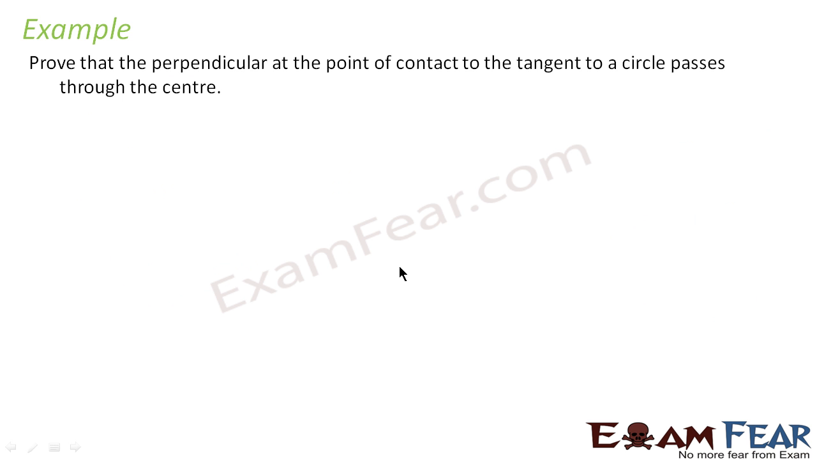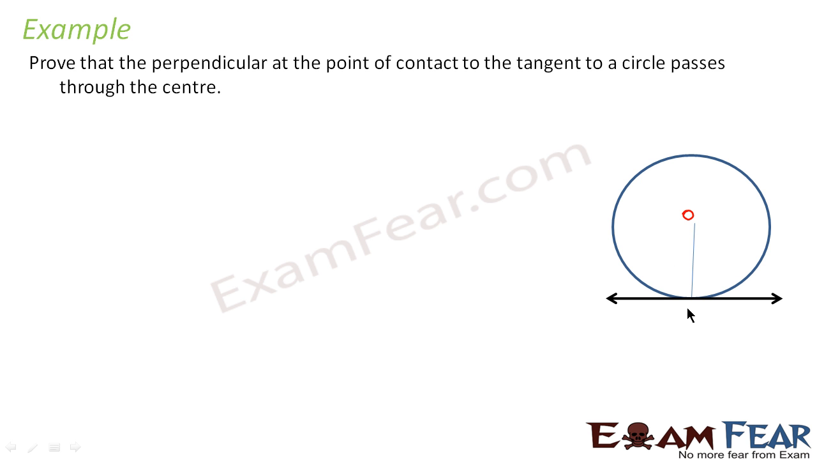Let's take one more example. We have to prove that the perpendicular at the point of contact to the tangent of the circle passes through the center. So we have this circle, we have this tangent, and this is my center. Let's suppose this line is AB, and this point is C. We have to prove that the perpendicular at the point of contact C passes through the center.